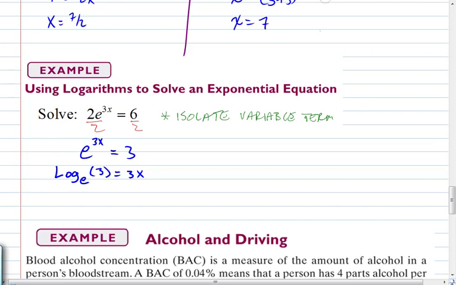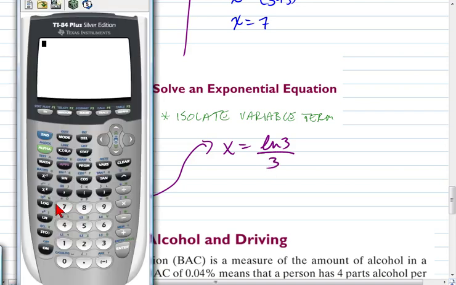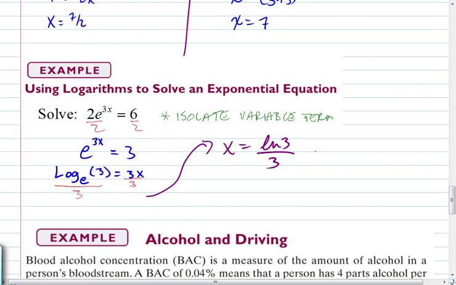How do we get the x by itself? Divide by 3. So what we're going to get now then is x equals the natural log of 3 divided by 3. On your calculator, we're going to hit ln 3, close the parentheses, and divide by 3. And so this is the exact value.